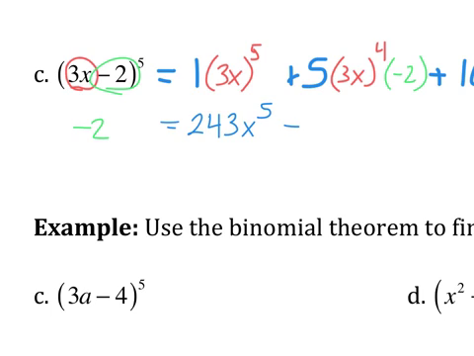Now this one, notice I put a plus, but I have to double check that. I'm going to undo that. It's not actually a plus, it's a minus. Why? Because this negative 2 is a negative. So I have to do 3 to the fourth power, that's 81. I have to multiply it by 5 and by 2. So that one's 810 x to the fourth power.